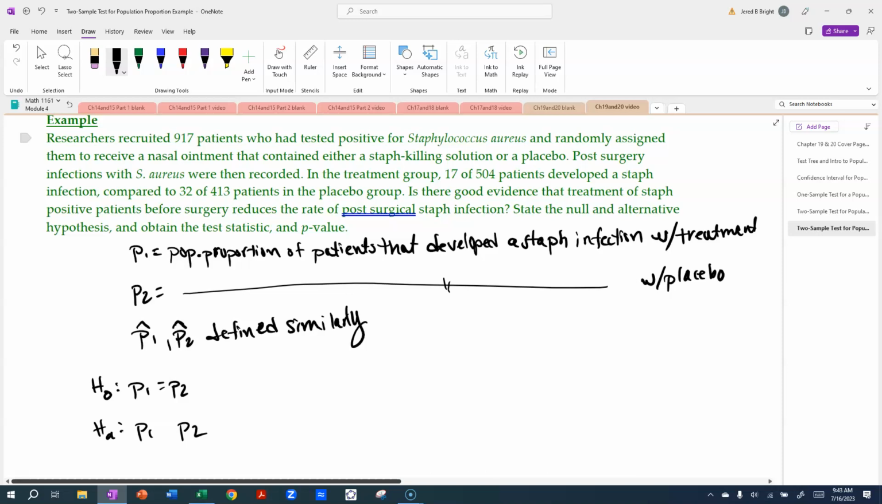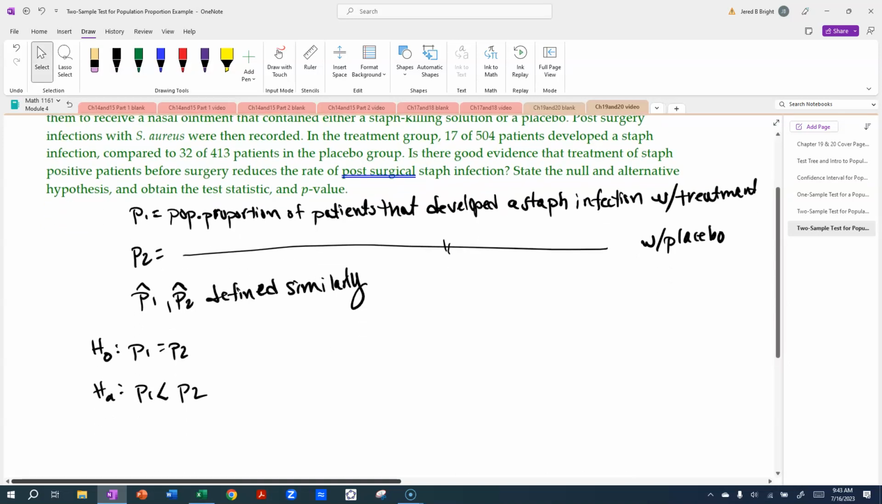So we're saying good evidence that the treatment reduces. We're hoping that the development of infection for those with the treatment is less than for those that receive the placebo. The other form of this would be P1 minus P2 is less than 0. Now I've set up my hypotheses, I should go through and verify the conditions. So I'm just going to do a condition check.